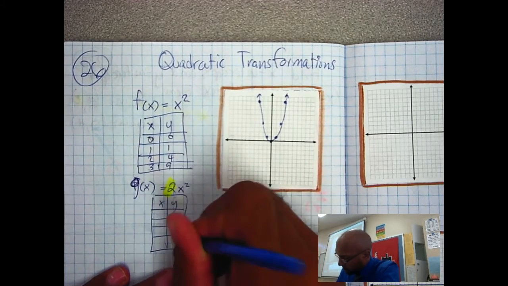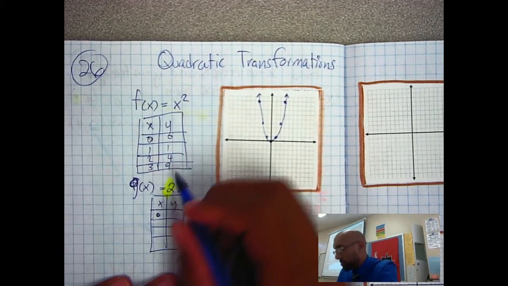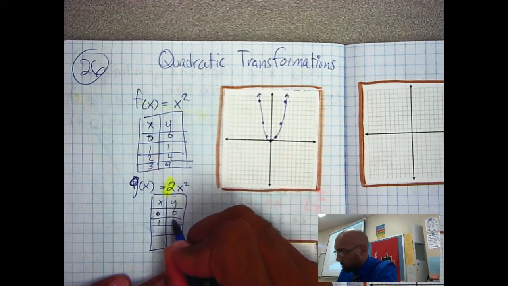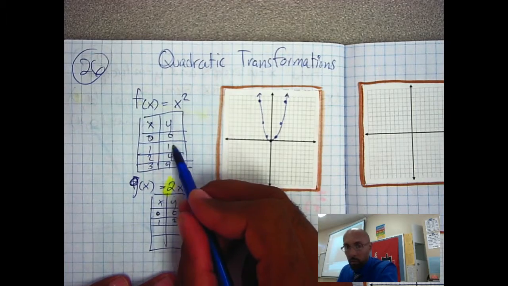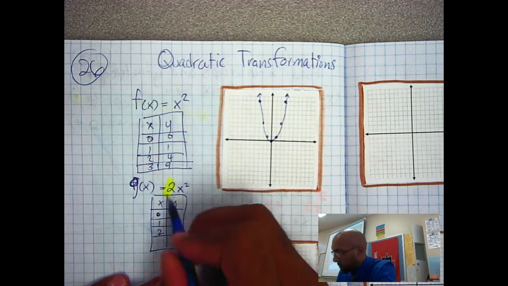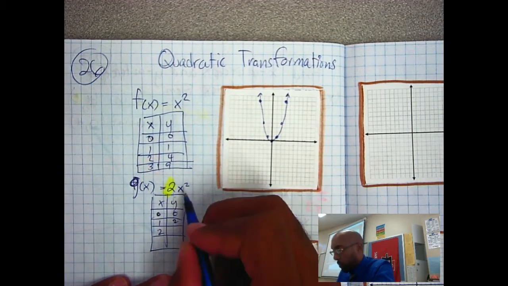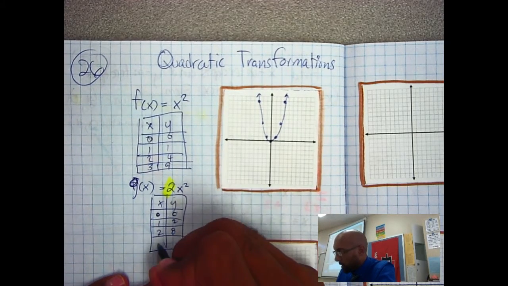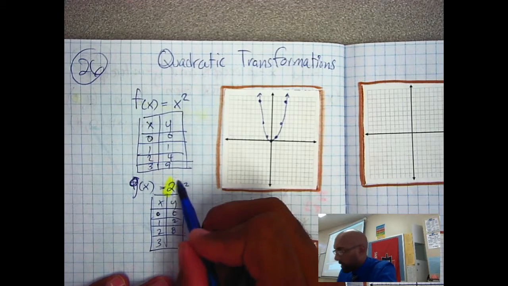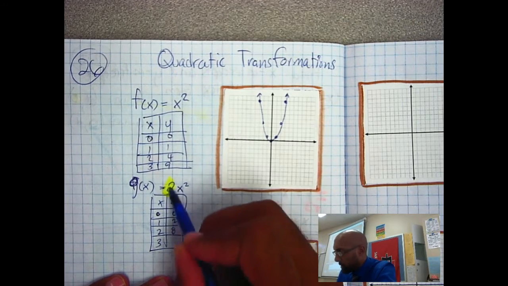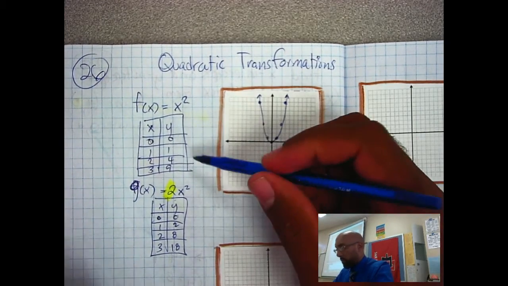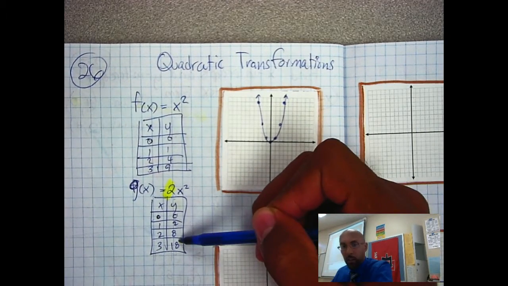0 goes in, still 0. 1 goes in, 1 squared is 1 times 2 is 2 this time, before it was 1. Then I put 2 in, 2 squared is 4, times 2 is 8 this time. And then 3, I could put that in, 3 squared is 9, times 2 is 18. Now let's compare the first values to the second values.